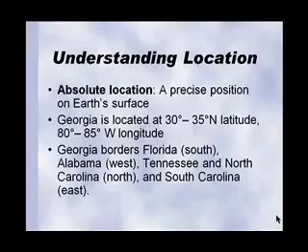Another way to describe Georgia's location is absolute location. Absolute location is the precise position on Earth's surface. Georgia is located at 30 degrees, 35 degrees north latitude and 80 degrees, 85 degrees west longitude.